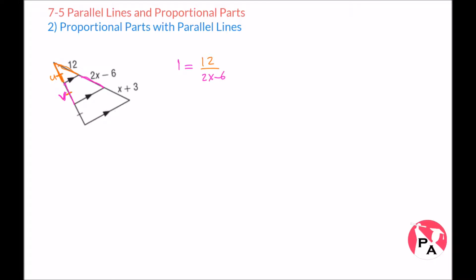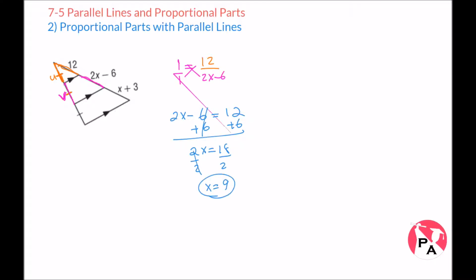So here's what it means. If you get 1 when you divide 12 by 2x minus 6, they must be equal to each other. So you either cross multiply and then solve it separately, or just set them up equal to each other. 2x minus 6 equals 12. They must be equal, because this is the only way for you to get 1 when you divide them together. So we add 6 on each side. 2x equals 18. If we divide each side by 2, we get x equals 9.